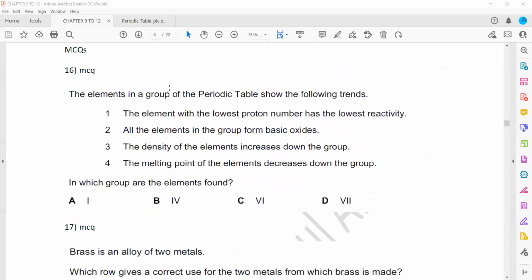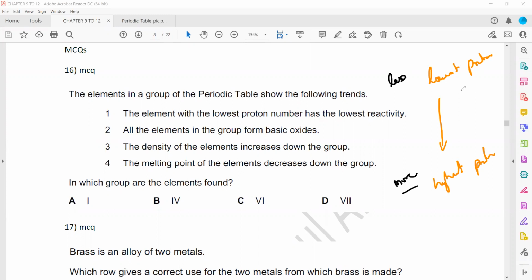In question 16, the elements in a group of the periodic table show the following trend. The element with the lowest proton number has the lowest reactivity. Remember, down the group the proton number increases. So the lowest proton number will be the element at the top and the highest proton number will be the element at the bottom. What they said is that the element with the lowest proton number has low reactivity, less reactive, and this one will be more reactive.